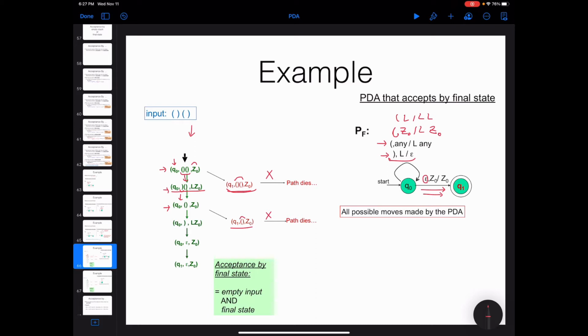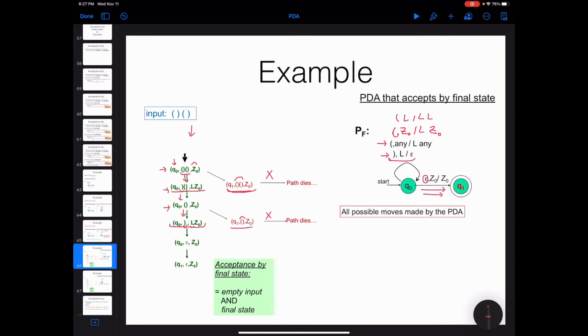And you haven't read the full string yet. The other action is that you can push a token L to the top of the stack by reading the open parenthesis from the input and stay at Q0. Again, at this situation, there is only one possible transition. You are at Q0. The next token is closing parenthesis. The top of the stack is L.